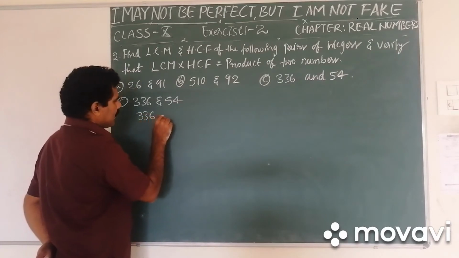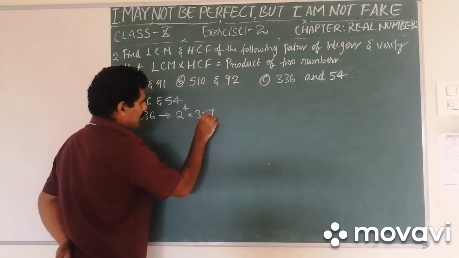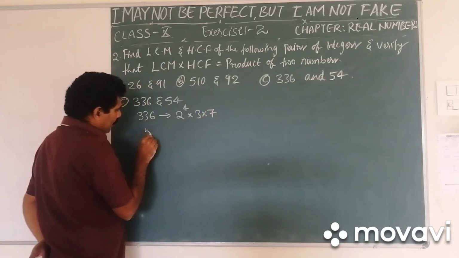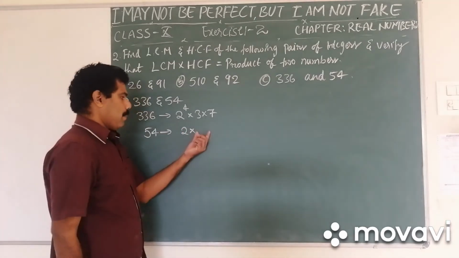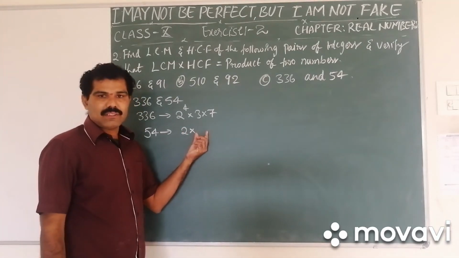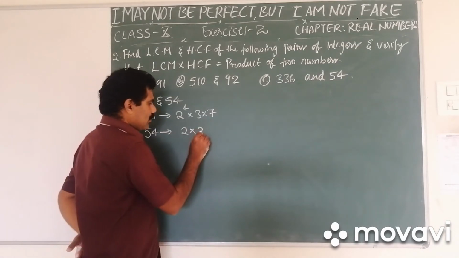Now third one, that is 336 can be written as 2 to the power of 4 into 3 into 7, and 54 can be written as 2 into 27, isn't it? 27 can be written as 3 cube, 3 into 3 into 3. Okay, so 3 cube.